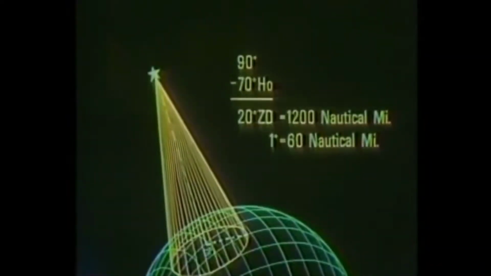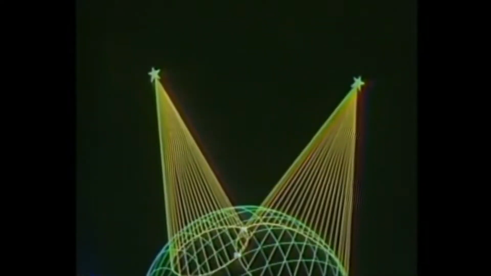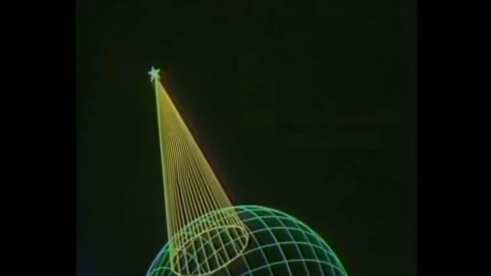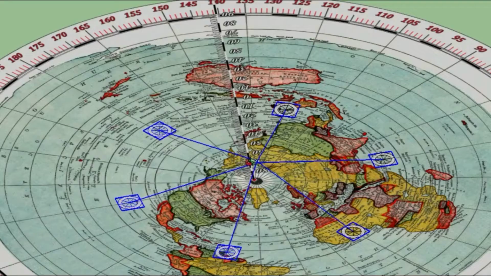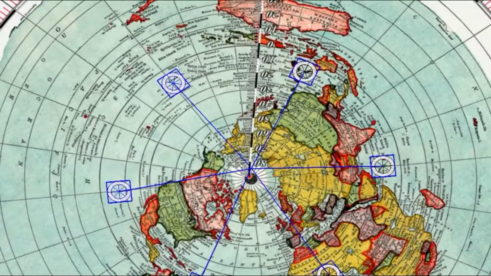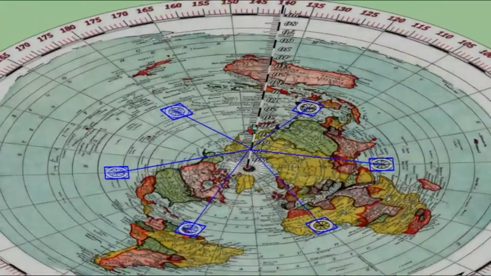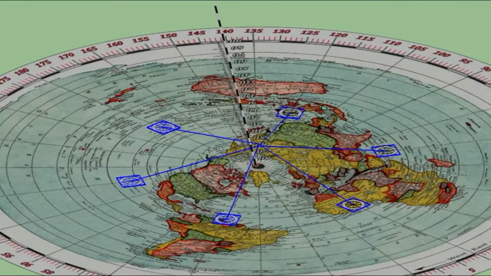To find your precise position on this circle of equal altitude. It seems your circles of equal altitude work better on what you call a flat earth map. Circle of equal altitude, on the Gleason's map. 10 degrees above the equator, Polaris has more or less the same altitude for all these locations. And your precise position on this circle of equal altitude. And on your tiny globe, they're going straight up.